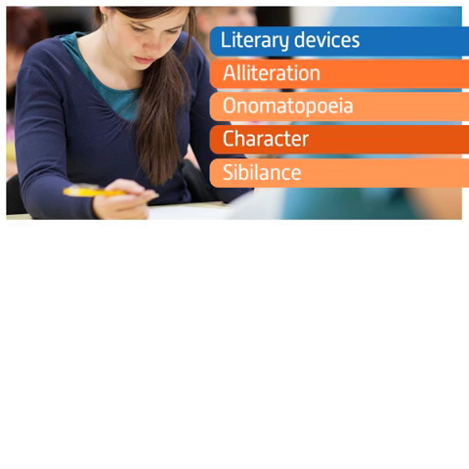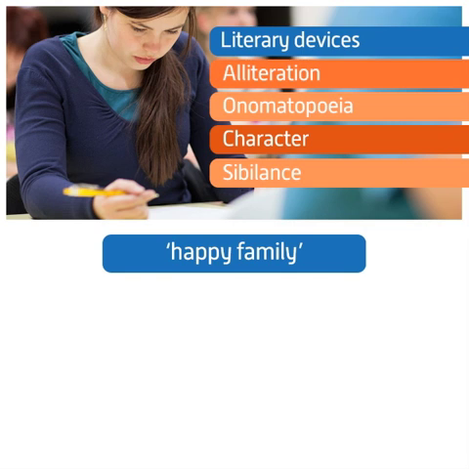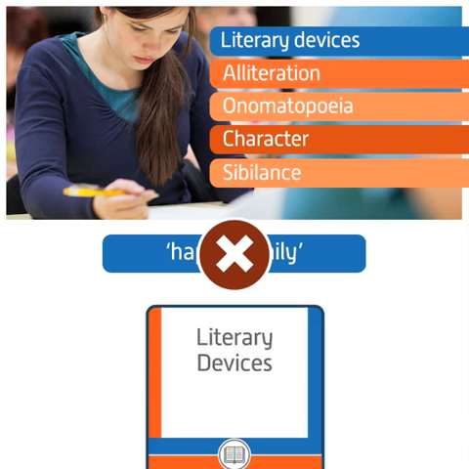It's important to check over any literary techniques you've mentioned in your answer. This can include literary devices such as alliteration, onomatopoeia, character, and sibilance. Make sure you know the correct meaning of these words and that the example you've taken from the text is evidence of them. There's no point in saying the words happy family are an example of alliteration. They're clearly not. If you're uncertain about literary devices, be sure to check out our pod on the subject.